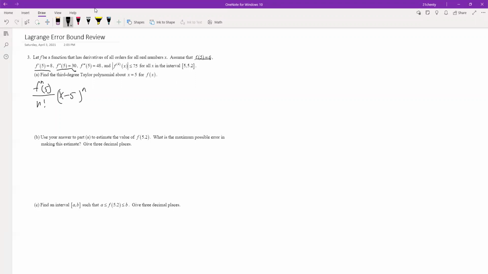So first we have 6 over 0 factorial times x minus 5 to the 0, which is obviously just 1, so I just write a 6. Then we add 8 over 1 factorial, or just 8 times x minus 5 to the first power, plus 30 over 2 factorial times x minus 5 squared, and plus 48 over 3 factorial times x minus 5 cubed.